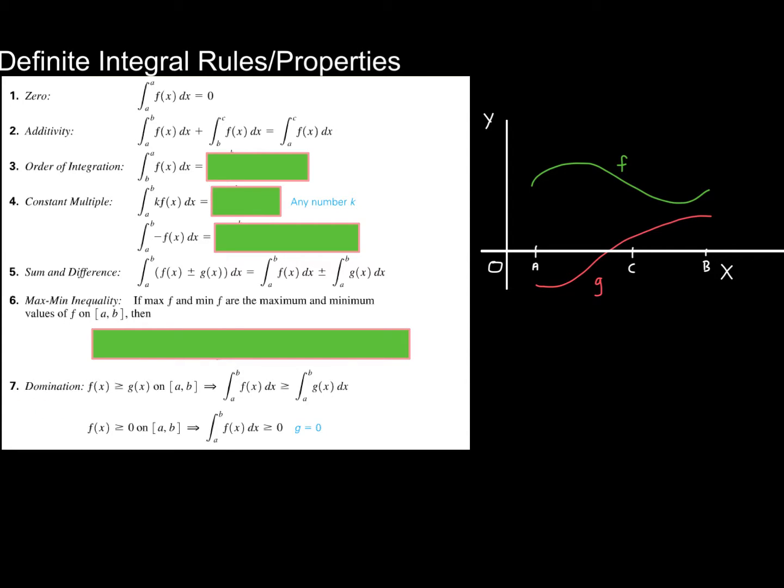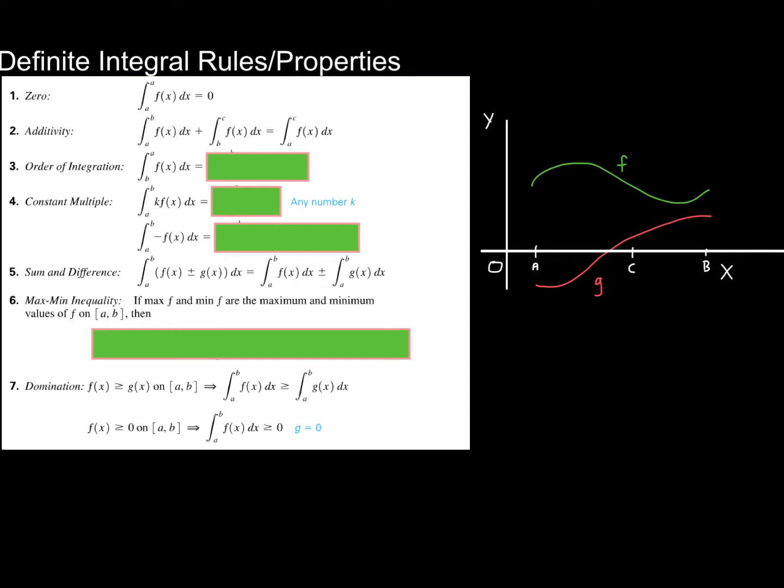And then lastly, what's called the domination property, which is that if one of the functions is greater than or equal to another function on the entire interval, then when we take the integral of the greater function, it's going to be greater than or equal to the integral over the same interval from a to b of that lesser function. And similarly, what you can say is that if you have a function that's always greater than or equal to 0, then when you take the integral over that same interval, it's going to be greater than or equal to 0, which is pretty obvious when you consider that the area above the x-axis is going to be positive.